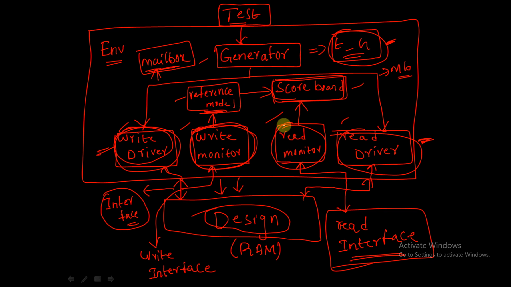These two outputs will be compared in the scoreboard, and the scoreboard is going to tell whether your expected output and the design output are matching or not. If it is matching, then your design is working correctly. If it is not matching, then there is some error in your design. So this is the simple working of your SystemVerilog testbench and its components. I hope you have got a brief idea about how these components work. We will discuss them in detail when we are discussing the coding.